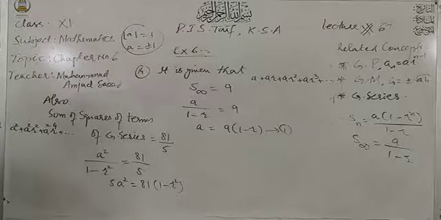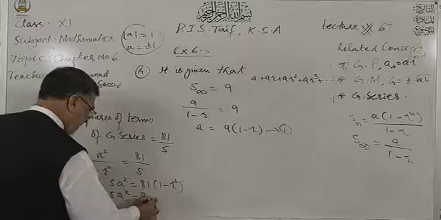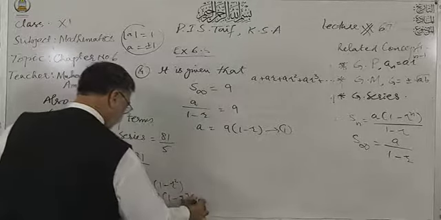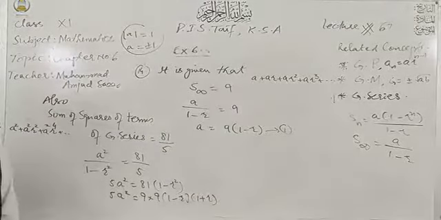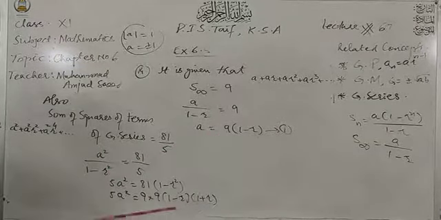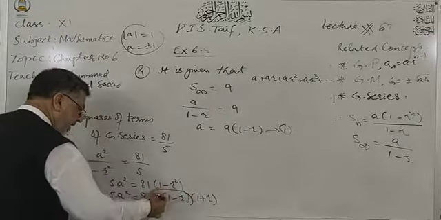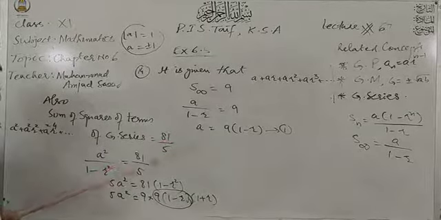Dear students, we have 5a² = 9 × 9 × (1 − r)(1 + r). Remember that we have a = 9(1 − r), so (1 − r)² can be opened up. Look at that: 9 into (1 − r) is actually a according to equation 1.